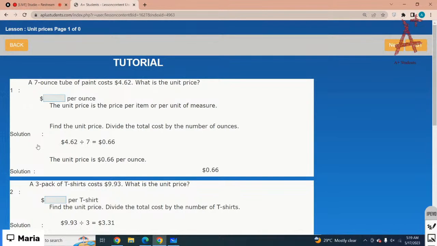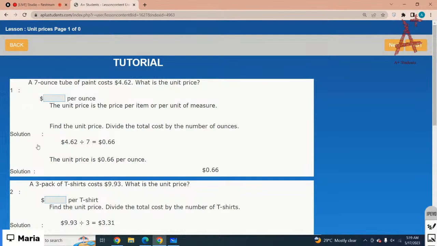The unit price is the price per item or per unit of measure. Got it? So you have to divide the given value by the weight or the number of items given. Like you are given 7 ounces is 4.62, you have to divide 4.62 by 7 to get the value of the unit price.